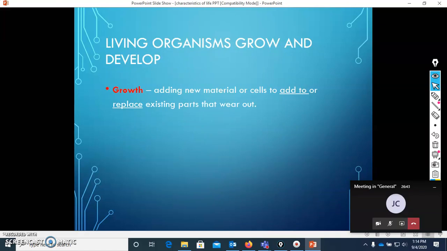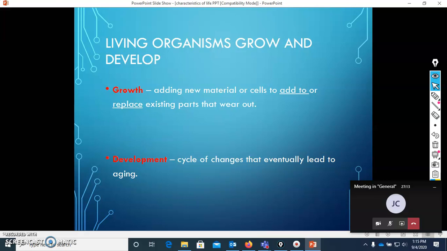Living organisms grow and develop. So these are obviously related, but they are slightly different as well. Growth is where you're physically adding new material or new cells to either add to existing parts or to replace them, okay? So if you imagine your skin cells, your skin entirely regenerates every few weeks or so, and that would be a matter of growth. You're replacing parts that wear out.